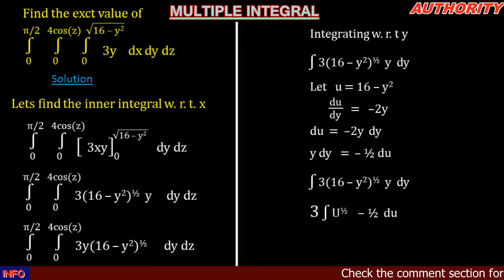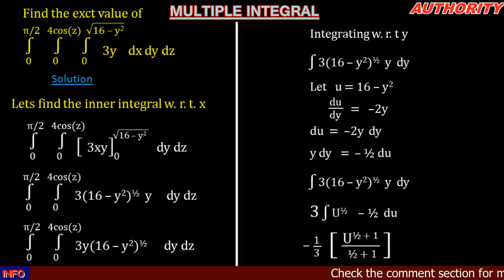Here, before we integrate, let's take this minus 1 over 2 behind the integral sign. That means it's going to multiply 3. So going outside, it's going to give you minus 3 all over 2. Okay, now let's integrate u raised to power 1 all over 2.